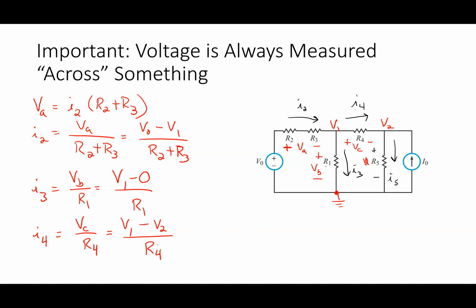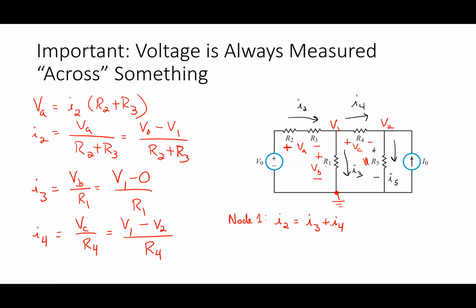The way that I do this, I look at my KCL. So let's do node 1 first. What would that be at node 1? I2 is the current in. That's equal to I3 plus I4, the currents out. So I do it that way. I say currents in equal currents out.